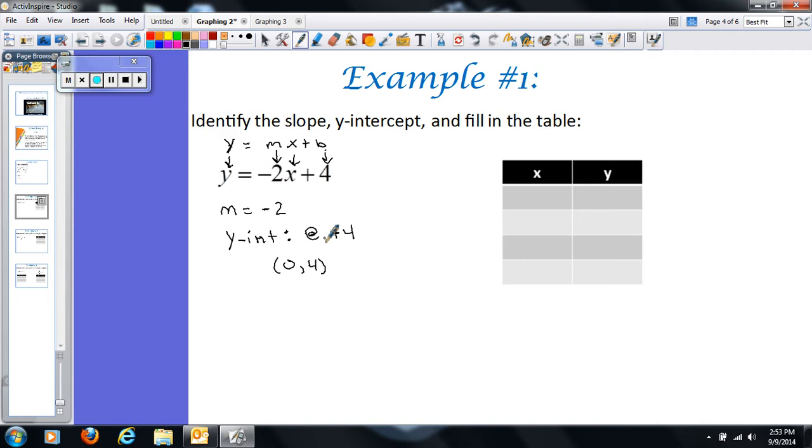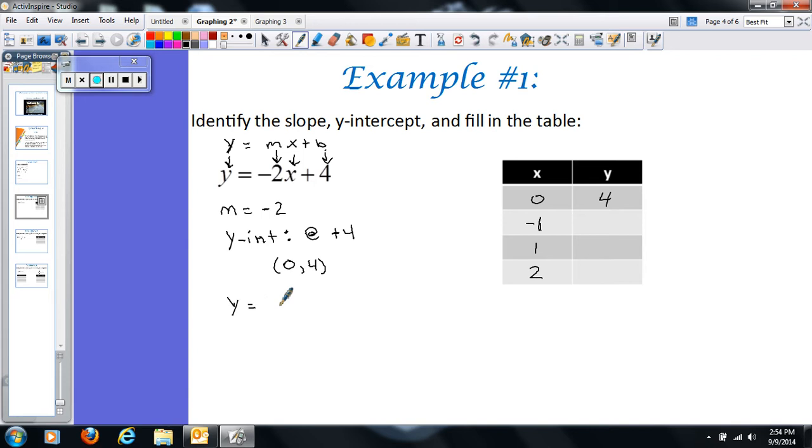All right? So now you're expected to fill in the xy table. Well, one of your x values you already have. It's right here. So I could put 0 in for my x values. Okay? And then let's just go ahead and pick some numbers. So I'm going to say -1, I'm going to say 1, and I'm going to say 2. And now we're going to plug them in and find the y values.